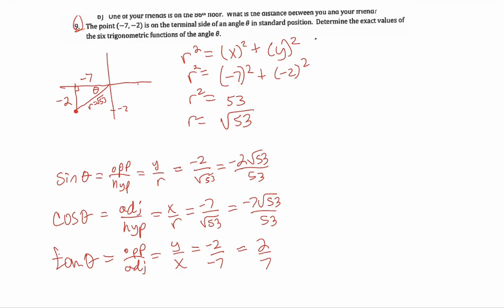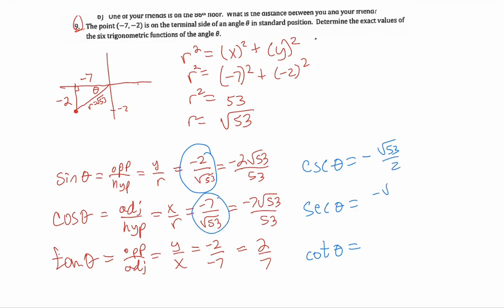Okay. Now, it's said to find all 6 of our trig functions. We've only found the first 3. The other 3 we find using the reciprocals. So I would just write cosecant next to sine, secant next to cosine, cotangent next to tangent. I've always written in that order. It helps me, it helps you. I would continue to write it in that order. Flip over the one that is most convenient to flip. So I'm going to flip over this one. I'm going to get negative radical 53 over 2. I'm going to flip over this one, which is negative radical 53 over 7. I'm going to flip this one, which is 7 over 2.